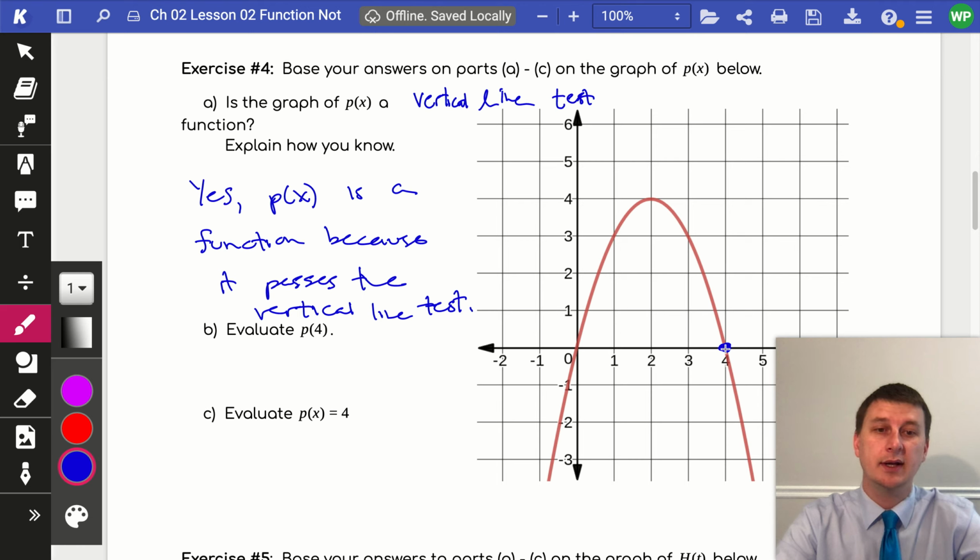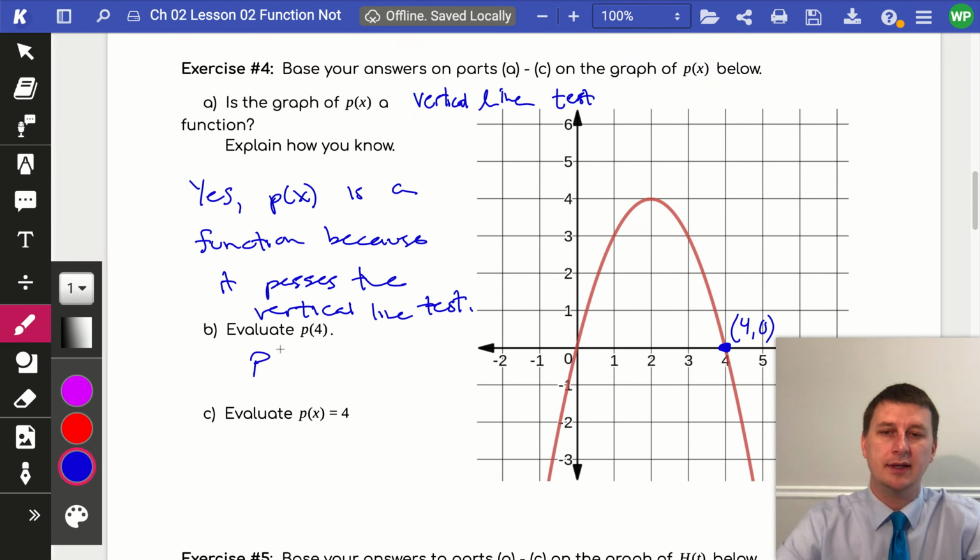Well, I don't have to do anything when I get to 4 because that's where my graph exactly is. It's at the point 4, 0. This graph crosses through the point 4, 0. It doesn't cross through the point 4, anything else except for 4, 0. So that means that p of 4 is equal to 0.